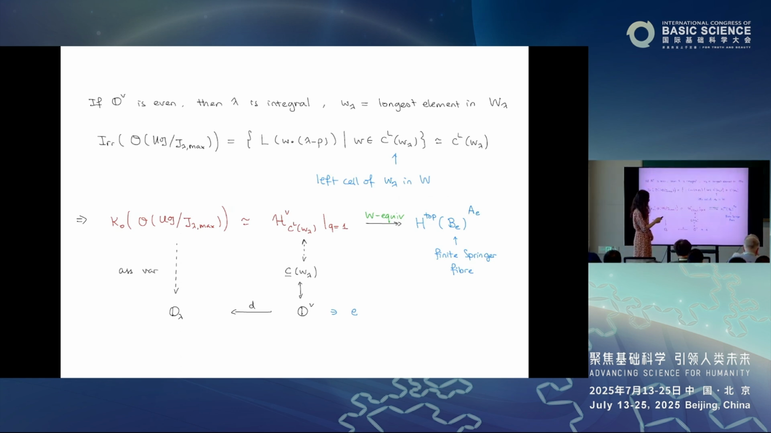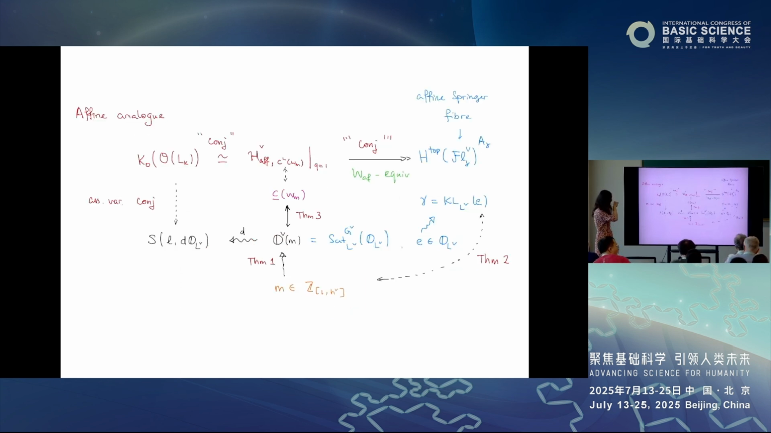By Springer theory, the top homology of this fiber realizes a representation of W, and then you take some invariants by the component group. This realizes for you some irreducible representation of W, and this representation appears as a W representation in this left cell. Okay. And so in particular, you have a W-equivariant surjection from this cell to this space. And what we're trying to do is an affine analog of this picture.